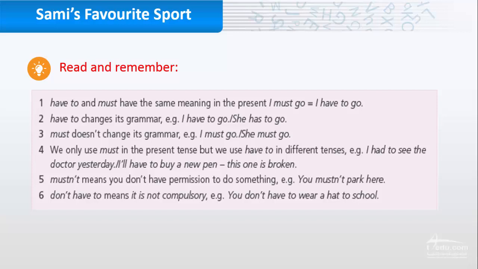Number 6, do not have to means it's not compulsory. For example, you don't have to wear a hat to school. Okay? So this is like a rule or a law. So this is the compulsory. We can use don't have to, but must not is always for permissions.